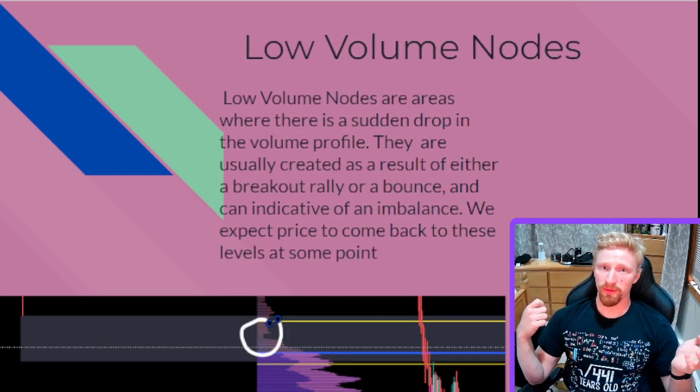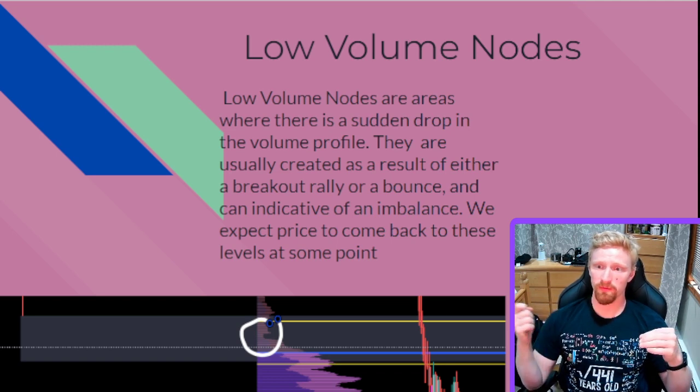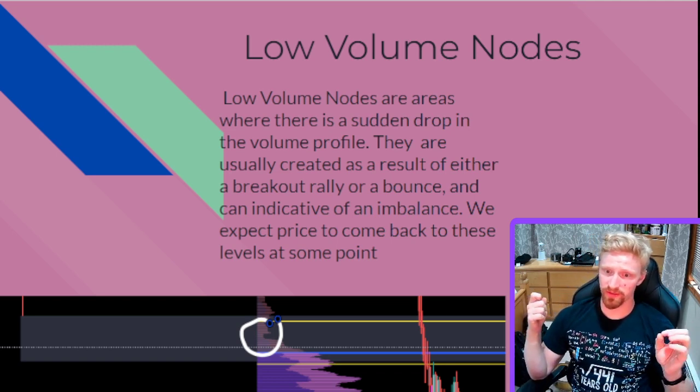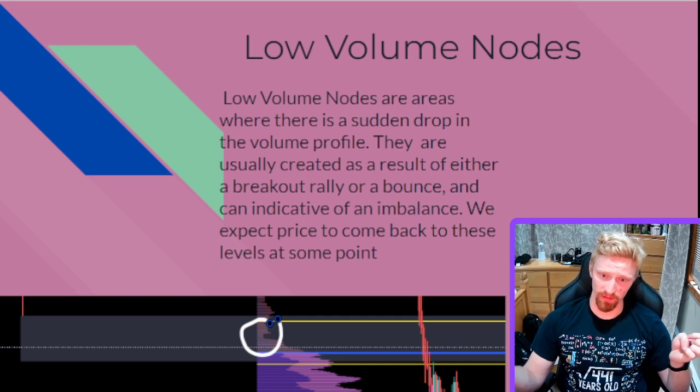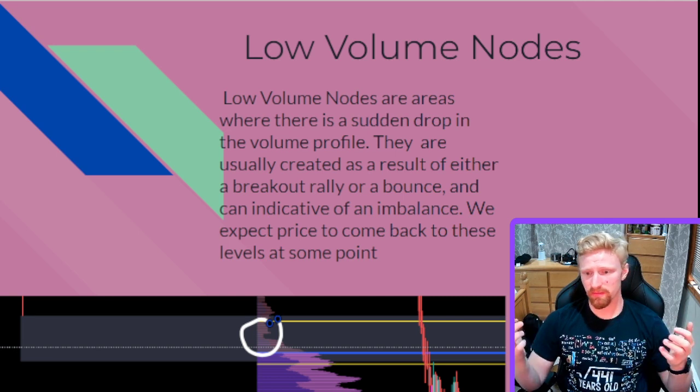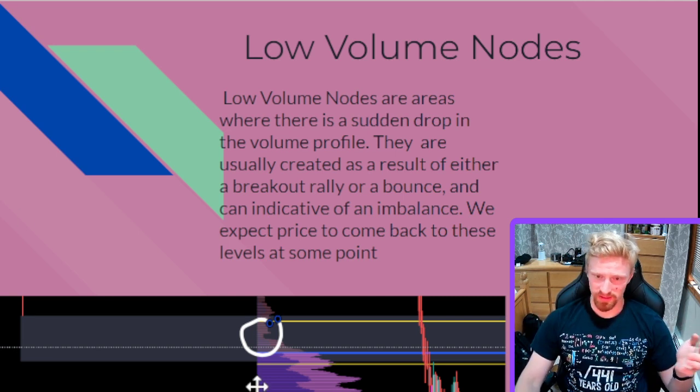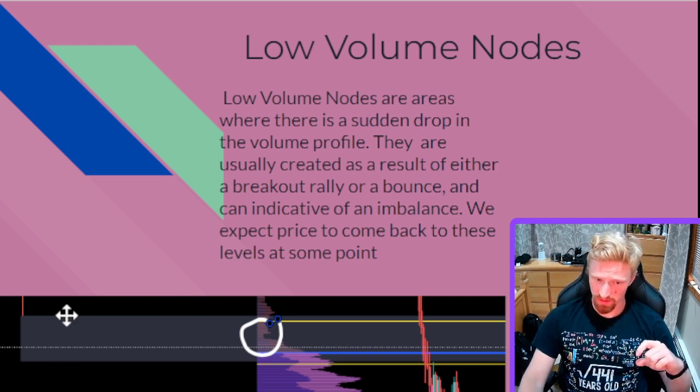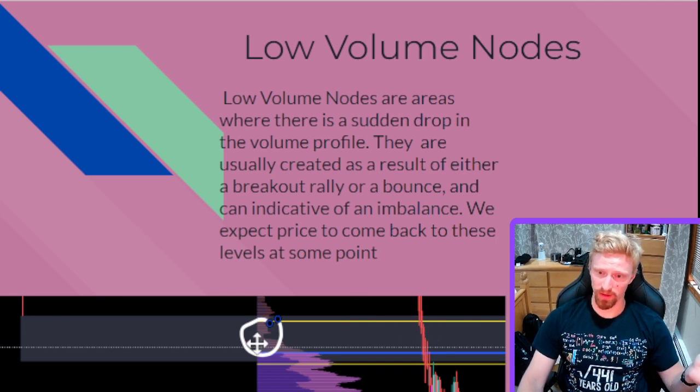Let's go over one more thing that the volume profile shows us, which is low volume nodes. Low volume nodes are areas where there is a sudden drop in the volume profile. They are usually created as a result of either a breakout rally or a bounce, and can be indicative of an imbalance. We can expect price to come back to these levels at some point. So we can see in the diagram here, I took this from the Bitcoin chart, that Bitcoin broke this low. This was a range low, but we broke out of it. And once we broke out of it, we created a low volume node, and we're actually going back up to there right now.